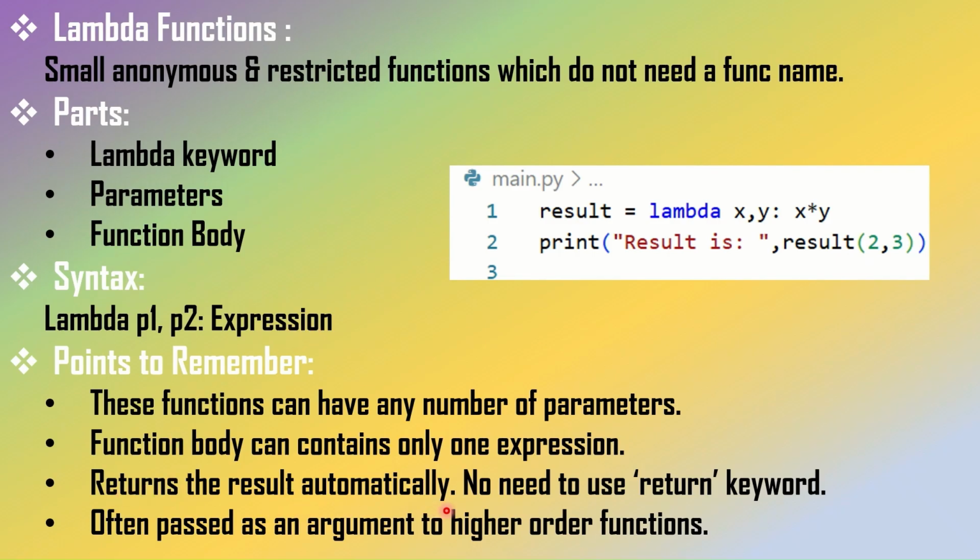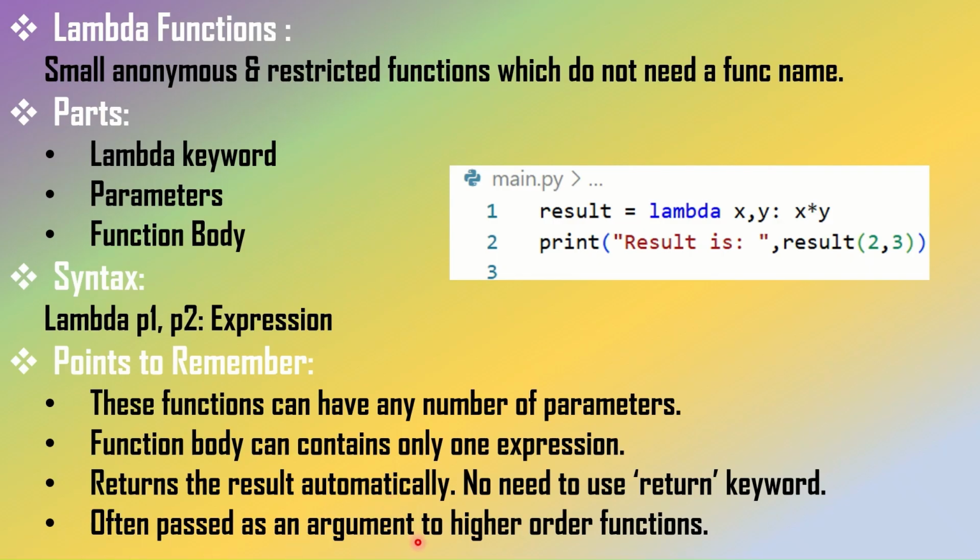And it returns the result automatically, with no need to use the return keyword. We usually need to use the return keyword in normal functions in order to return the result of that function to the function call. Whereas with a Lambda function, we don't have any return keyword. That simplifies the Lambda function definition. It automatically returns the result. We don't need to use any return keyword or yield keyword.